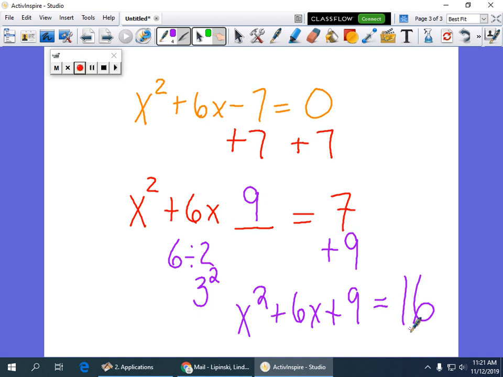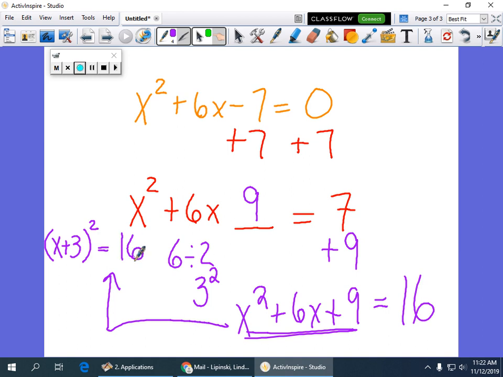What number did I use to make that 9? 3. So this becomes, once I factor it out, x plus 3 squared, because this is a perfect square, equals 16. What does the next step tell me to do?